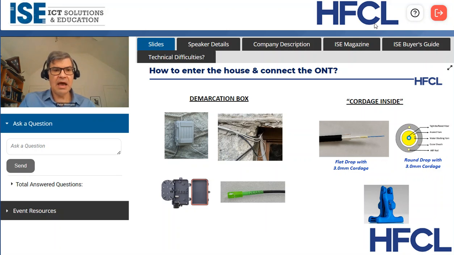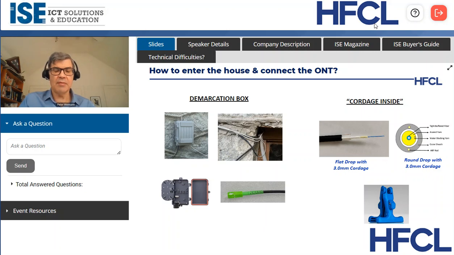The last piece, how do you get into the house and connect to the ONT? There are two options here. One that's most common is having a demarcation box. That's the demarcation box on the side of my house where it transitions to an indoor-outdoor cordage that goes through a window frame into the basement. But another thing that's common is cordage inside.